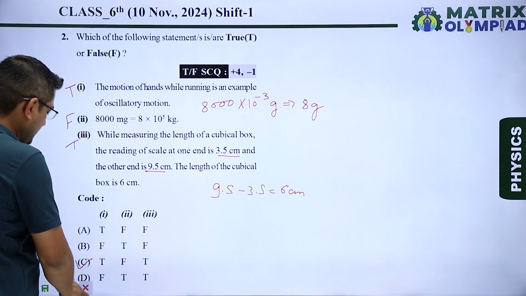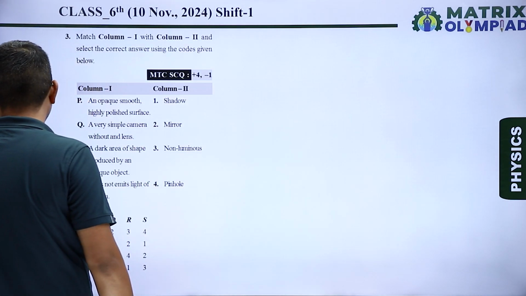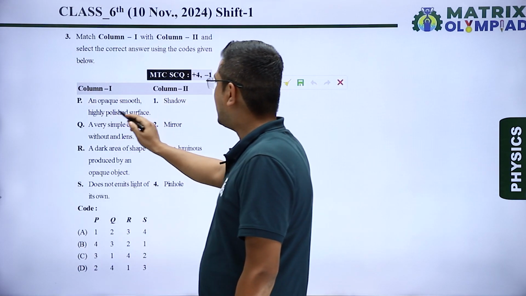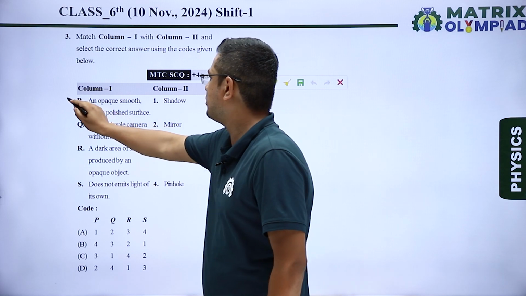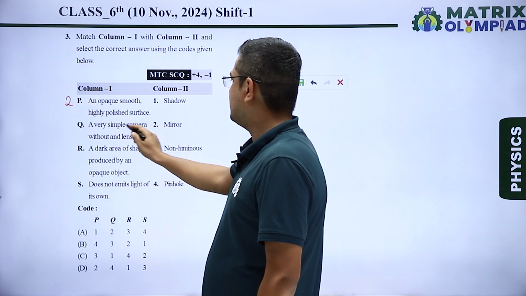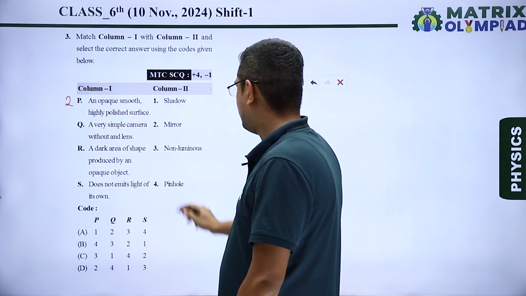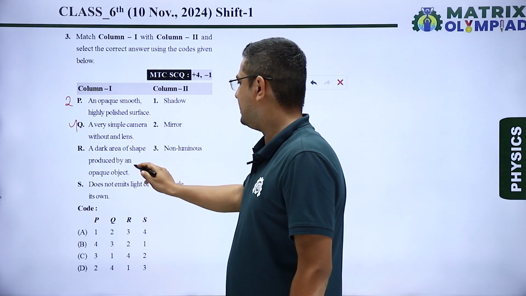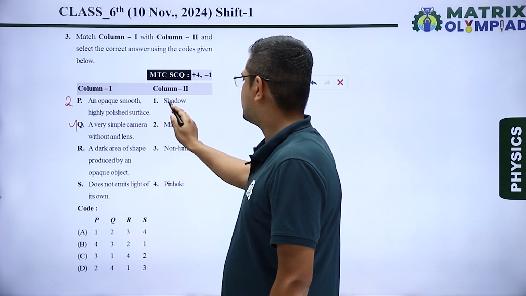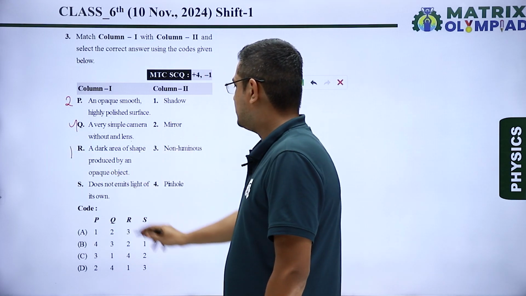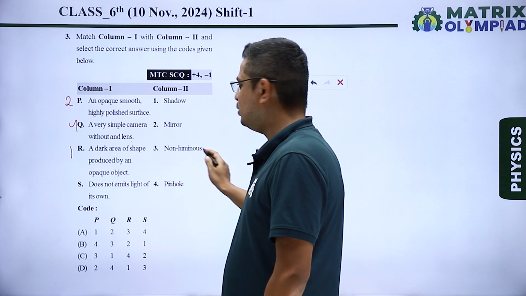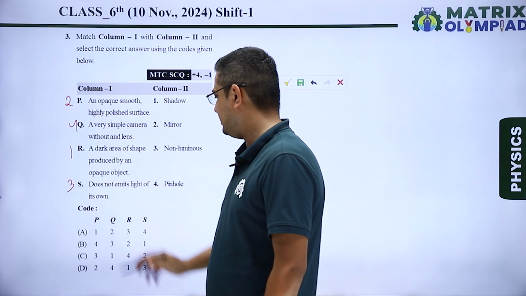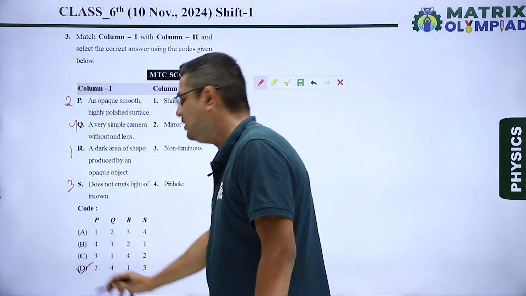Okay. Next question. Question number 3, which is a match the following question. So let us see. An opaque, smooth, highly polished surface which is known as mirror. So for P I will write 2. A very simple camera without lens. So for this I will write 4. A dark area of shape produced by an opaque object, that means a shadow. So for R I will write 1. Does not emit light of its own, that is non-luminous sources. So for S I will write 3. So correct code is 2413, that means option D is our correct answer.